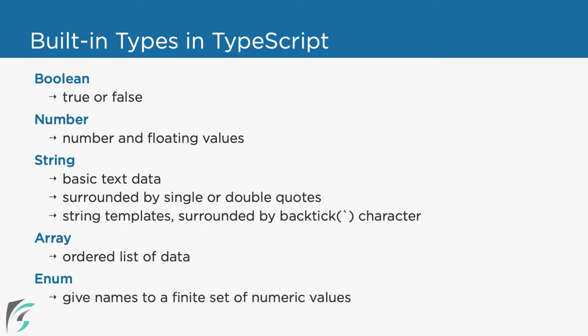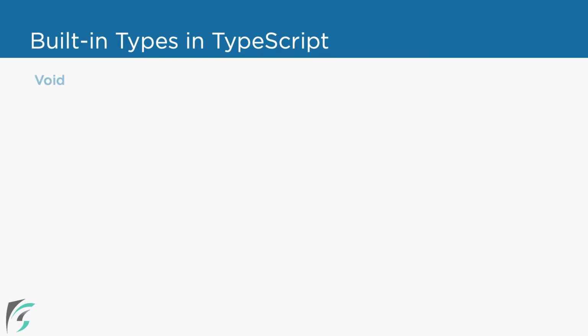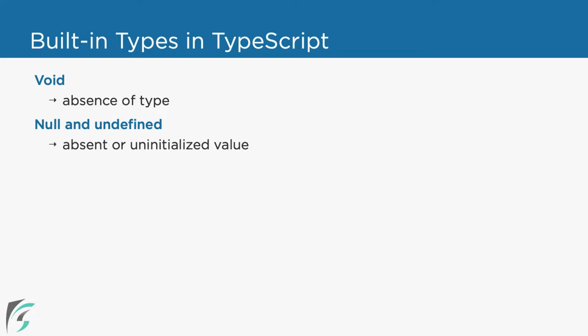A few more data types that TypeScript supports are void. As the name suggests, it represents the absence of a type. We will mostly see this with functions that do not return any value. Null and undefined represent the absence of a value or an uninitialized value. Unlike JavaScript, we cannot assign null or undefined to variables of other types. For example, we cannot assign a null value to a string type variable. Declaring a variable with null or undefined type allows us to assign the null or undefined values selectively only to those variables.